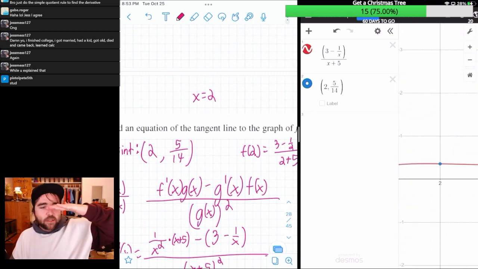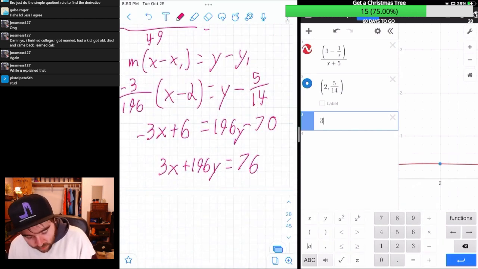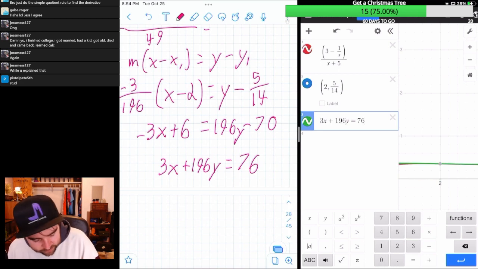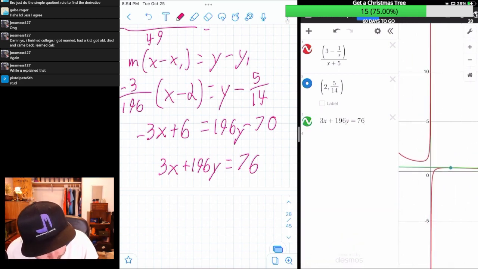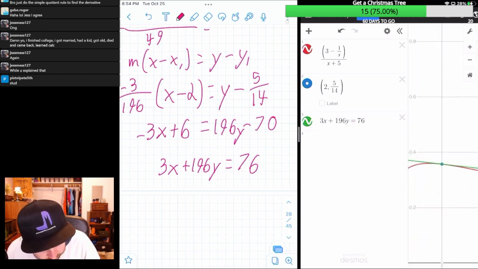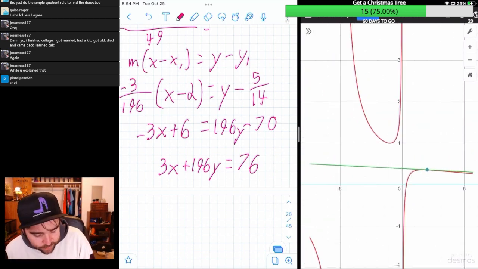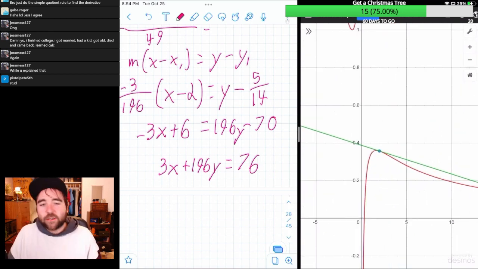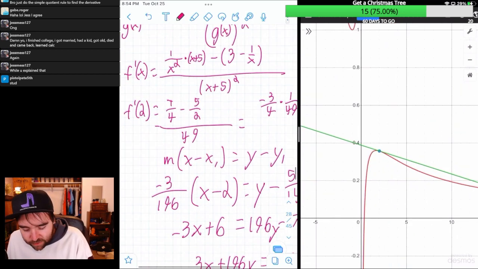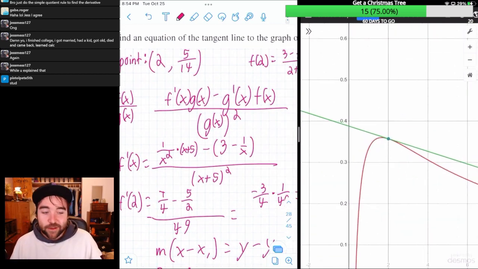And so you can see how that tangent line is super flat, which makes sense because that's what we found. So let's type in our line: 3x plus 196y equals 76. Boom. There you go. Perfectly tangent at that exact point. And that's the beauty of calculus. That's one of my favorite things to do with calc. To check your answers, you get to graph the tangent line, and you get to make sure that they're actually tangent. Everything we did looks so complicated, but in the end, it was all correct, and it was the tangent line.